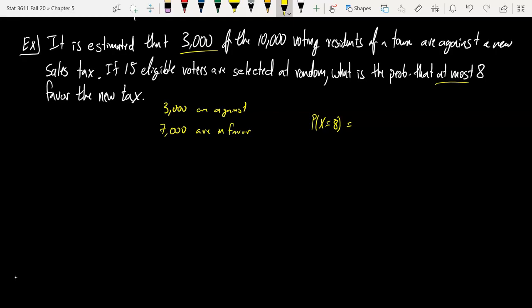Well, in this case, you have 10,000 voting residents, and you're picking a sample of 15. Already, you might see the problem. 10,000 choose 15. Complicated to compute. Or not complicated, maybe, but it's large to compute, right? And then think about your success probability here. There's 7,000 people in favor. In this case, I'm just saying this would be 7,000 choose 8, 3,000 choose, whatever. What's 15 minus 8? 7.